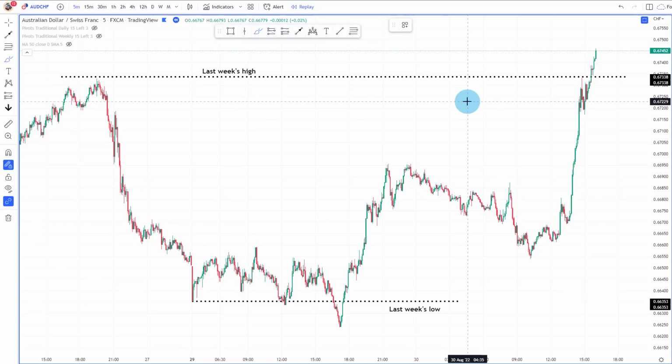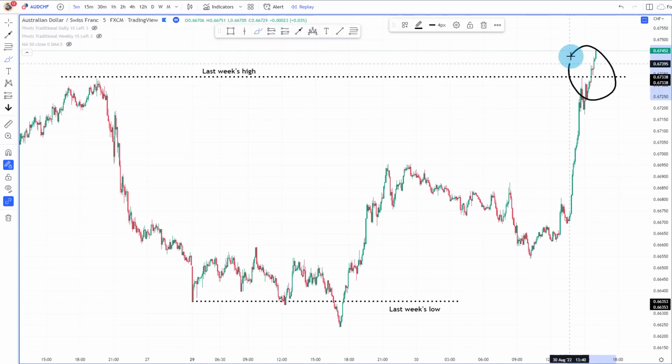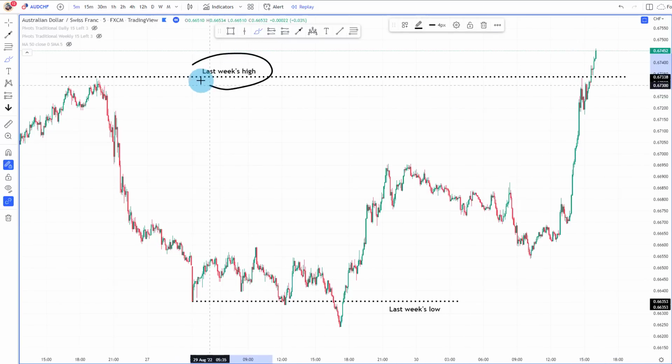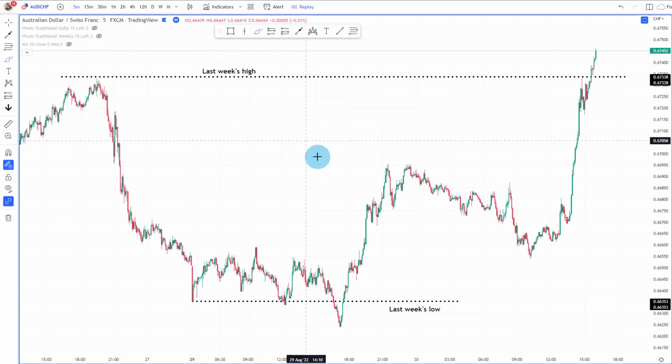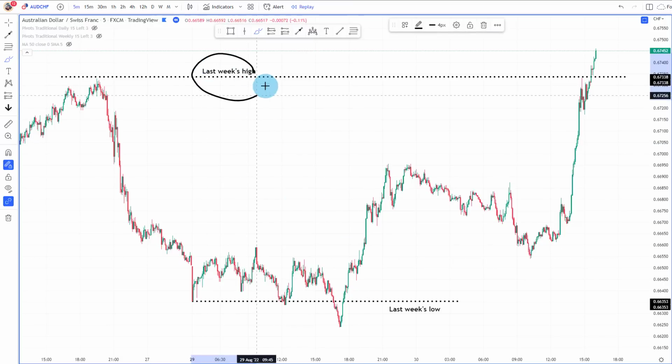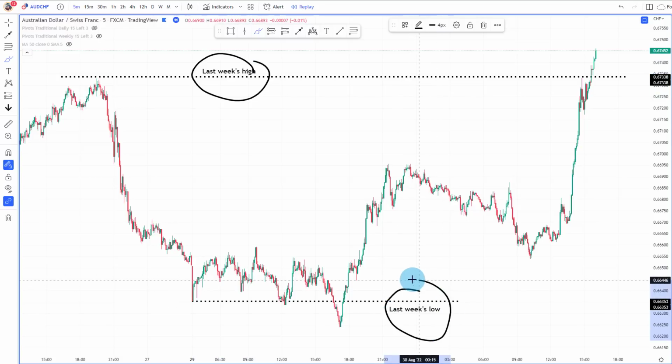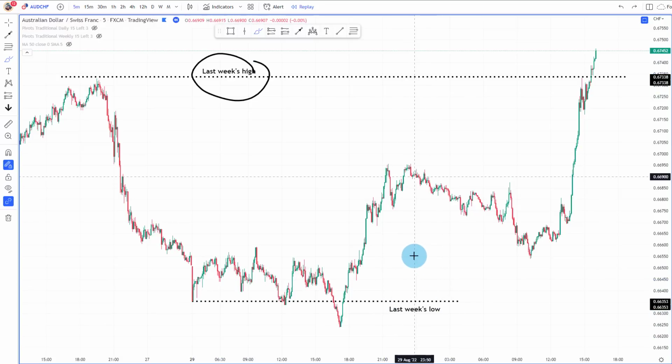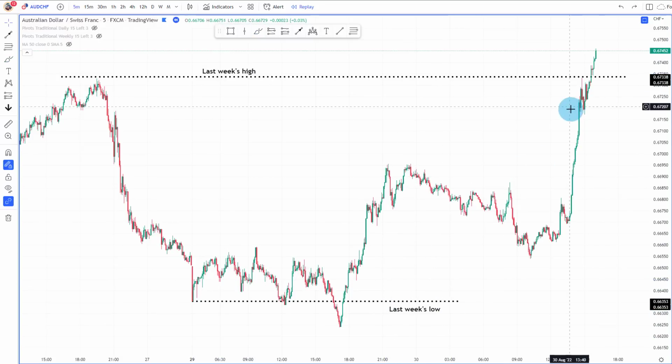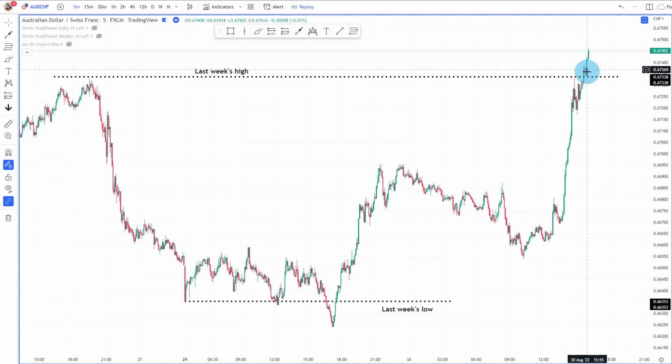So we are starting on the 5-minute, and what we see is that currently the market seems to have broken above last week's high. And as a day trader, it's really important that you track last week's high and last week's low. They are very, very important levels. And as a day trader, you find great opportunities around those areas. So we see that the market has been broken out.